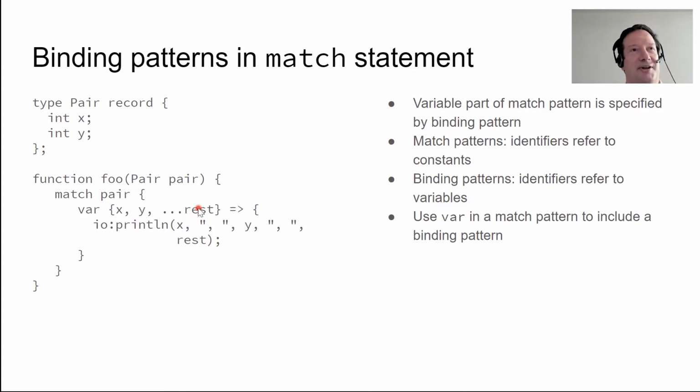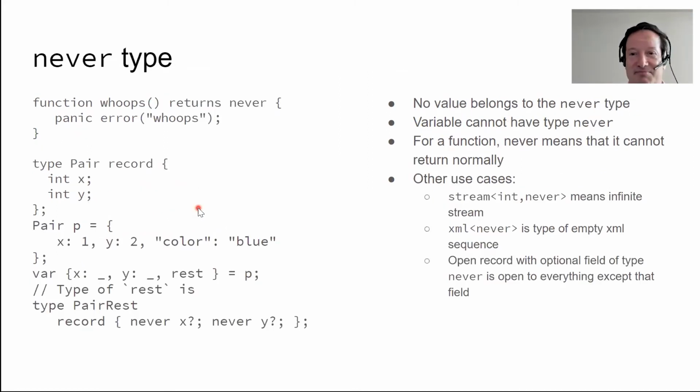So how on earth do you write a type for that? Well, this is slightly mind expanding, but we have a never type, and a never type is a type to which no value belongs, which may not sound like a very useful type, but it does have a surprisingly large number of use cases, in fact.